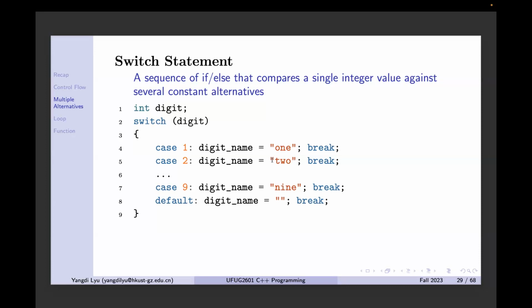And as you can see, here is a break. We will talk about break later, but the break basically means if digit equals 1, you assign digit name to 1, then jump out of the whole switch statement. This break means jump out. If you don't have all the breaks, it will not check, but it will execute all the instructions. When I say digit equals 1, I will run digit name equals 1, then digit name equals 2, then digit name equals 9 until the end, if you don't have any break. As long as there's a break, I will jump out of the switch.